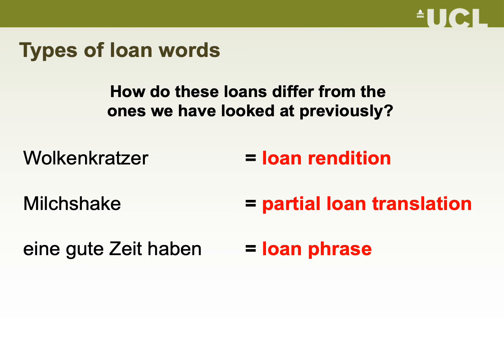The next example is Milchshake, milkshake. As you can see, this is a partial loan translation, and that's because the first component of the word, milk, has been translated into German, but the second component has been left untranslated. And finally, we have eine gute Zeit haben. It's a loan phrase that has been translated from the English to have a good time. So these are just some examples of further categories of loan word in German.